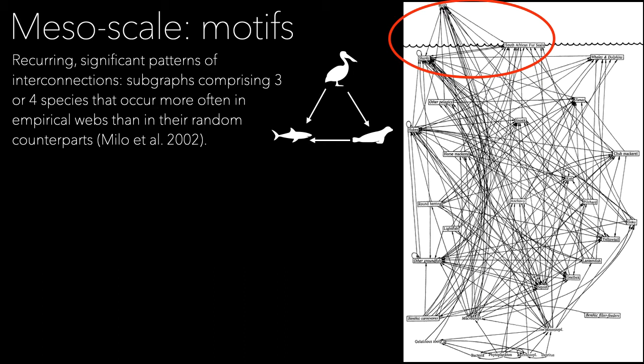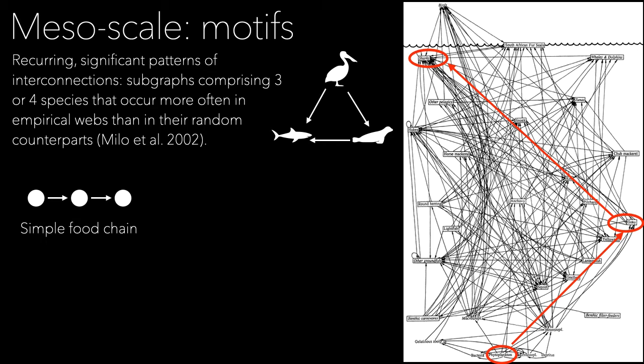So motifs comprise 3 species as they are depicted here, but not all groups of 3 species are motifs. Indeed, for a subgraph to be a motif, it's very important that it is overrepresented compared to what we would expect by random expectation. There are more motifs than what would be expected by chance. So we will now look at the main motifs that have been identified as recurring, as being overrepresented in food webs.